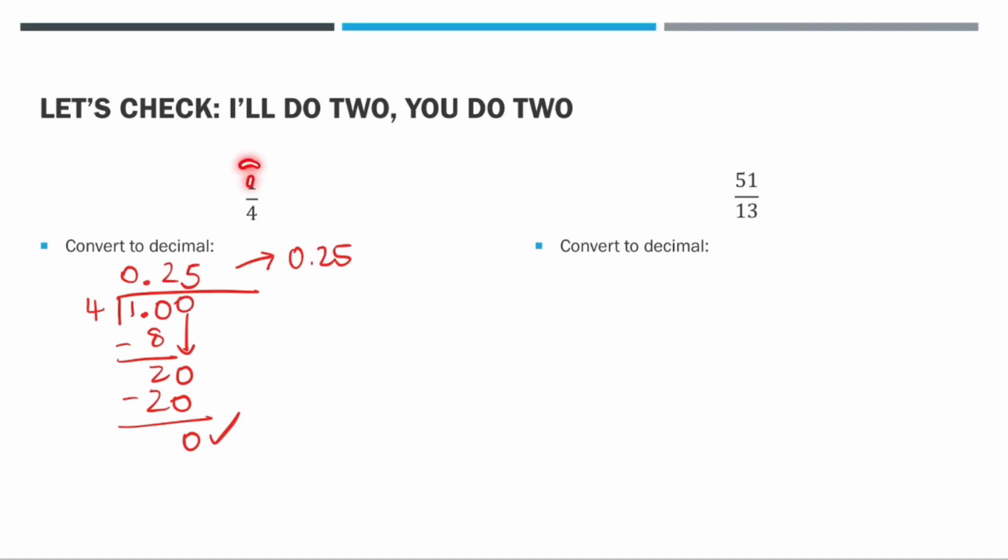And this is obviously a rational number, not only because we saw it at the beginning as a fraction, but because we see that this decimal ends. Because this decimal ended, it has to be a rational number, even if we just looked at 0.25. Let's look at this one. It's a little bit harder, 51 divided by 13.